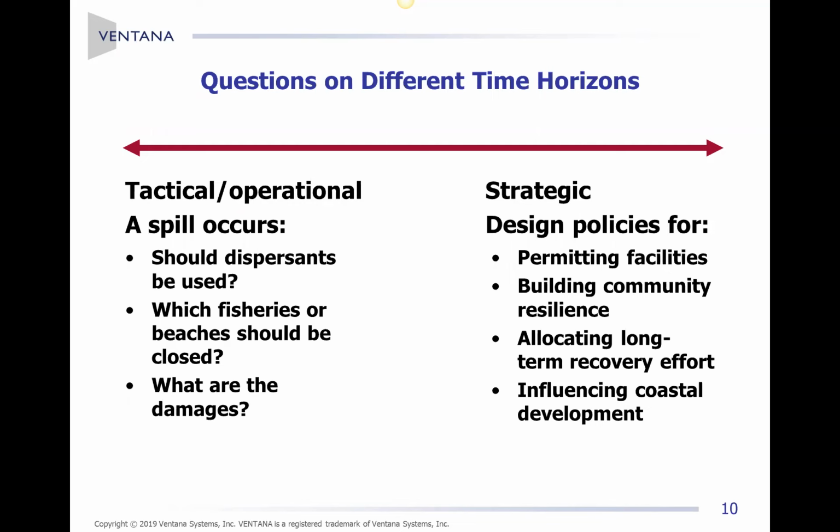But then there's a second complementary time horizon, which is more of a set of design questions, like what are the rules for permitting new facilities based on the trade-offs between, say, the benefits of oil platform production and employment versus the costs of spills and cleanups and closures and so on. Building community resilience is another example of a long-term task that's tied up in a lot of things that don't particularly have much to do with oil, but have a lot to do with how coasts develop and other kinds of policies that may be very far removed from the direct impacts of spills.